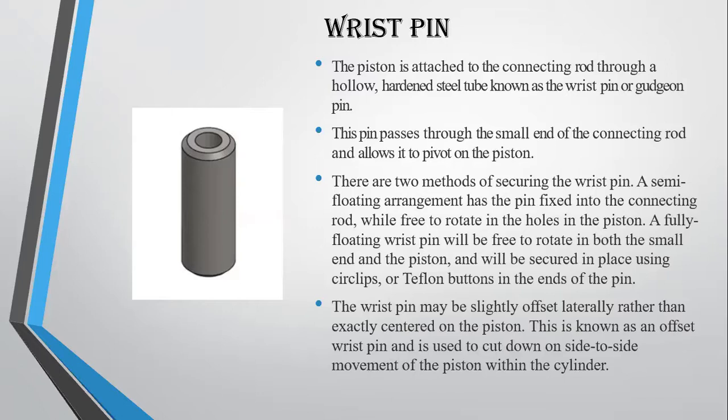The wrist pin may be slightly offset laterally rather than exactly centered on the piston. This is known as an offset wrist pin and is used to cut down on side-to-side movement of the piston within the cylinder.